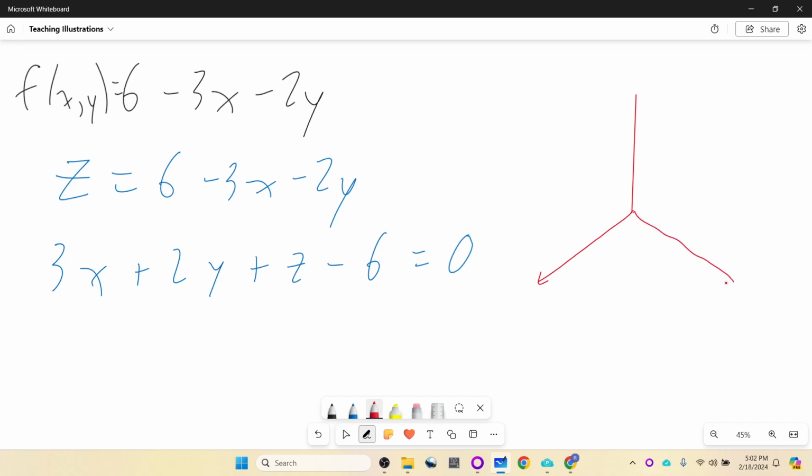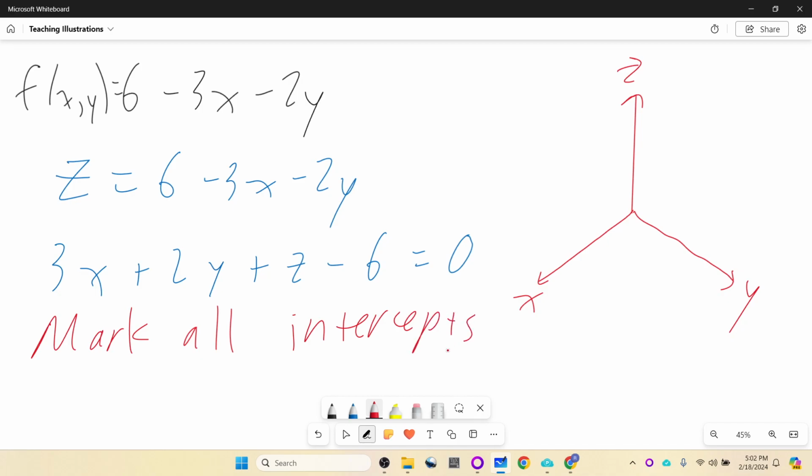And so if you want to graph a plane, since we now know how to find the equation of a plane, the way I would recommend doing this is to mark all intercepts. That is, all the places where it crosses one of the axes. So on the x-axis would mean y and z need to both be 0. So let's plug in y equals z equals 0. We get 3x minus 6 is 0. So x is 2. So here's a point.